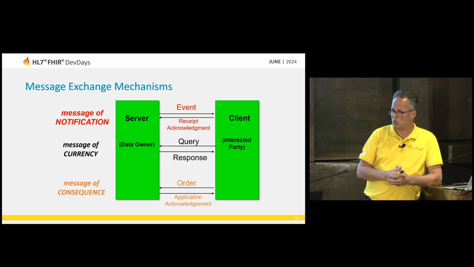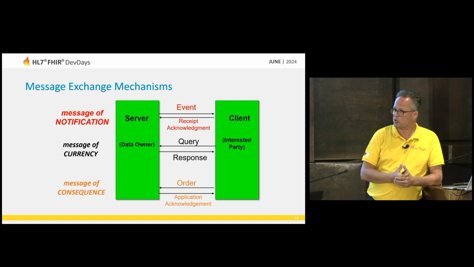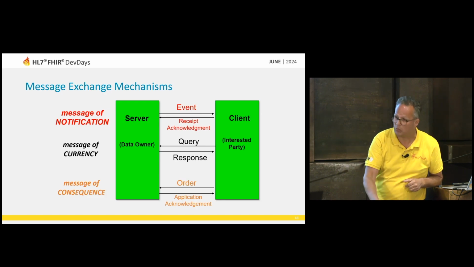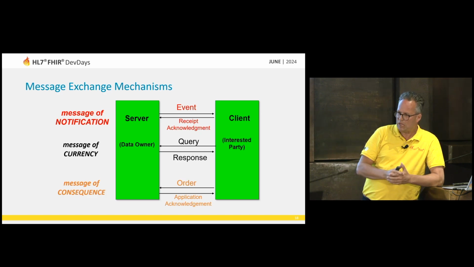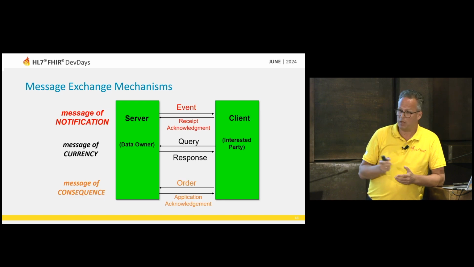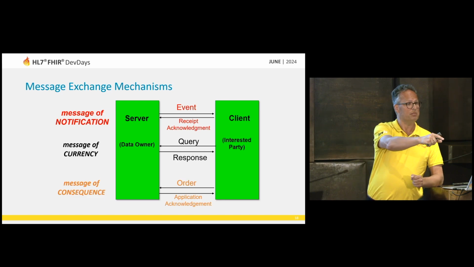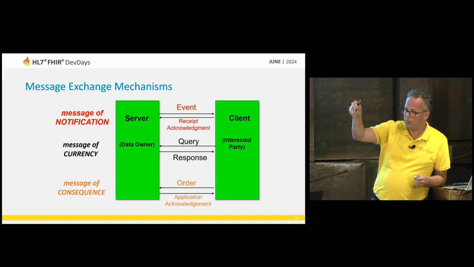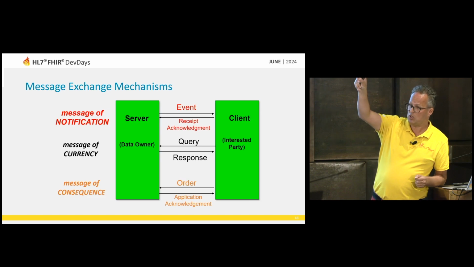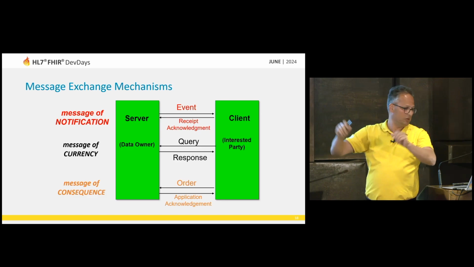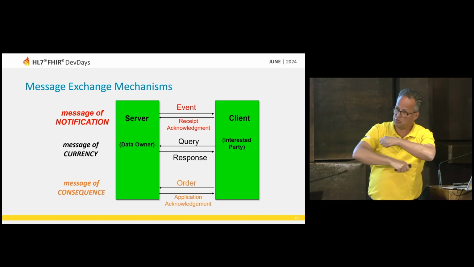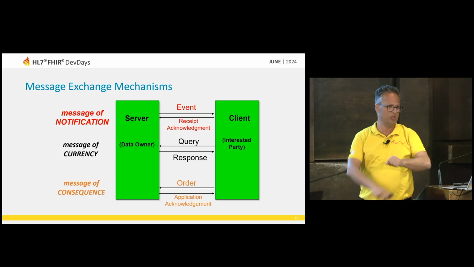And finally, the most complex one is a message of consequence. For example, sending a laboratory order. I want you to do something. I want you to execute a workflow. And if that then leads to a lab result, for example, I'm ordering a lab test, and it leads to a lab result, then the lab result itself is a message of notification. Ooh, I suddenly have this new lab result. Notification, I'm going to do a broadcast to whom it concerns, new lab result.